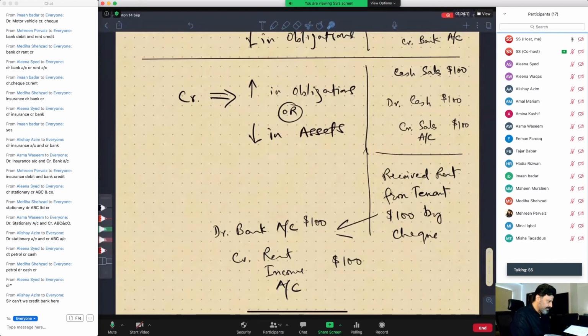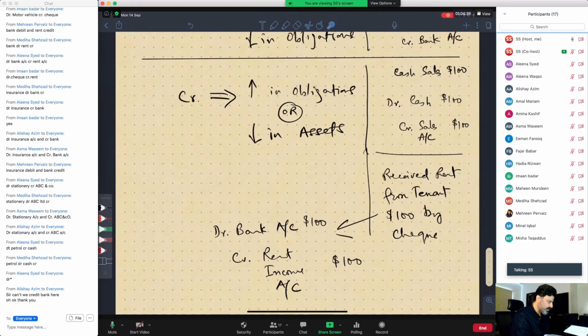Then the next one is paid. Alicia Azim says, "Sir, can't we credit bank here?" We can. Bilkul, we can. Because the transaction does not say anything about the mode of payment here. How did we pay for this petrol for the vehicle? It depends, right? Yeah, we could, bilkul. We could credit bank here too. You could write cash / bank. If I were you, I would do it like this.